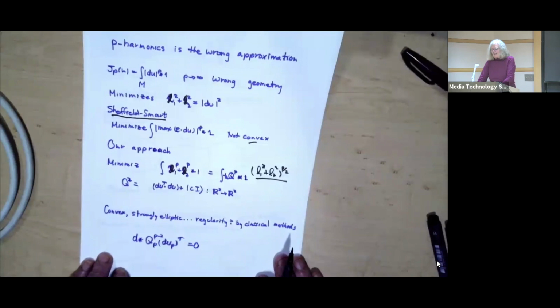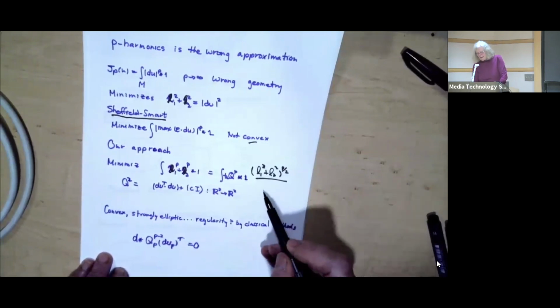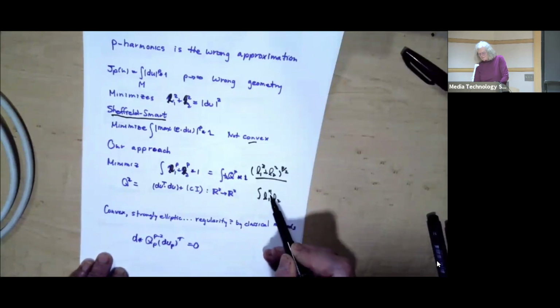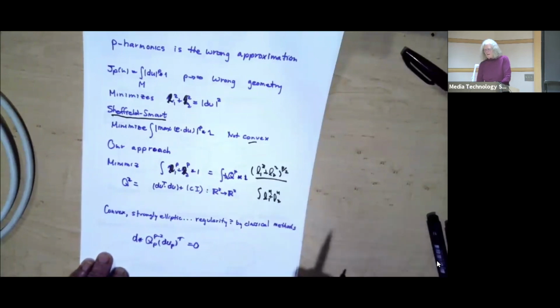Well, there's a lot of literature, and it's interesting. Mostly you do something for two harmonic maps, and then you try to do it for p harmonic maps. I'm just pointing out, I just haven't seen anything that looks like this. I'm not even taking p to infinity. It's because it is convex, it is strongly elliptic.